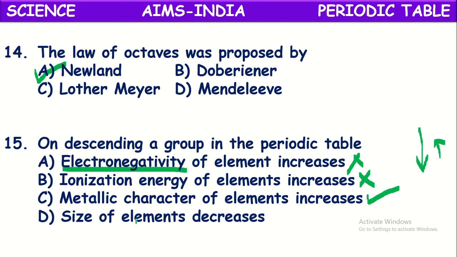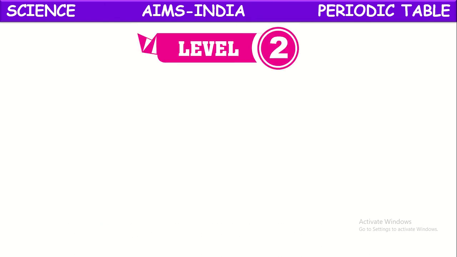See the next one, size of the elements decreases. No. What happens in a group from top to bottom? Size increases because the number of shells increases element to element as we move down, and hence size of the elements increases but not decreases. The only correct statement is this: metallic character in a group from top to bottom increases. Next one. Now we are going to see the level 2 questions from this.